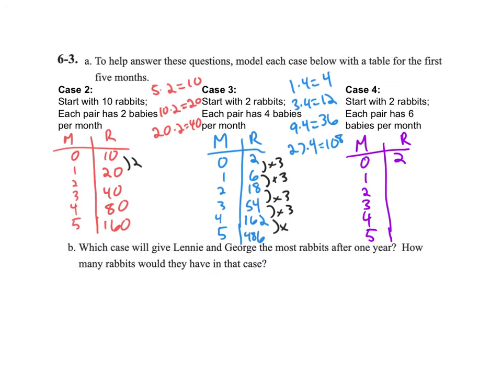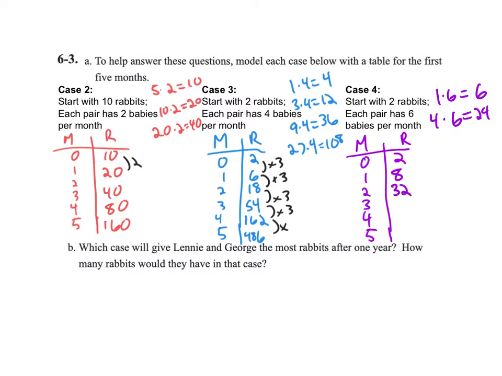Okay, let's see our last case here. So our last case says this. Starts with 2 rabbits again, but each pair has 6 babies per month. So if I have 1 pair of rabbits times 6 babies per month, that'd be 6, and 6 plus 2 would be 8. So then I've got 8 total rabbits, which makes 4 pairs of rabbits times 6. 6 times 4 is 24. Plus I've got the original 8. This should be going up to 32.